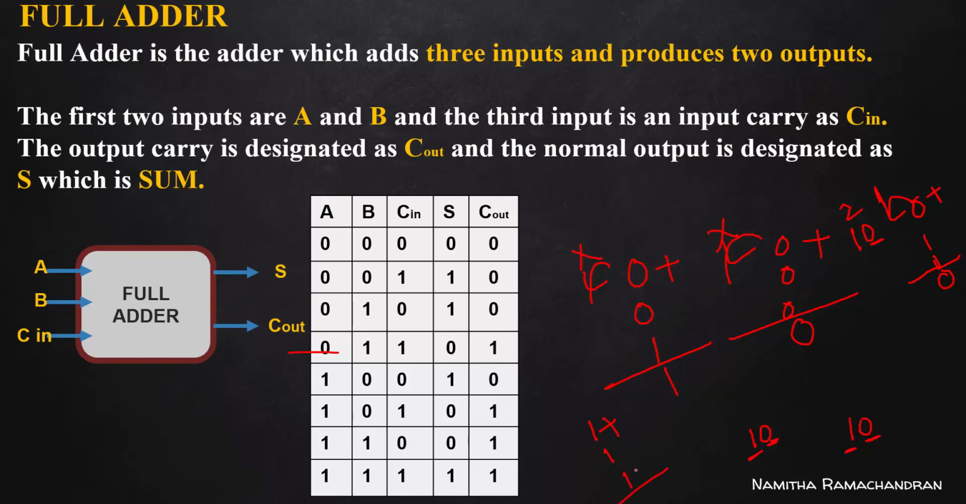While adding these three, 1 plus 1 plus 1 is actually 3. In the binary system, using the minimum number of bits, the 3 can be represented like this, 1 1. So this one comes under the sum part and this one comes under the carry. That is this entry.